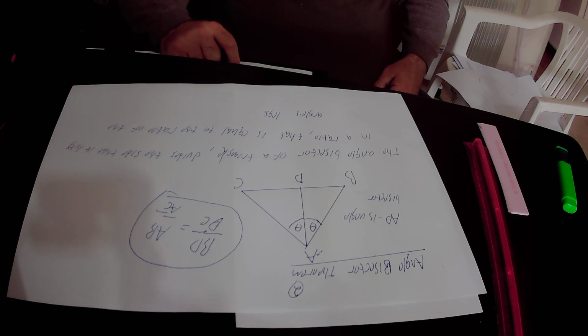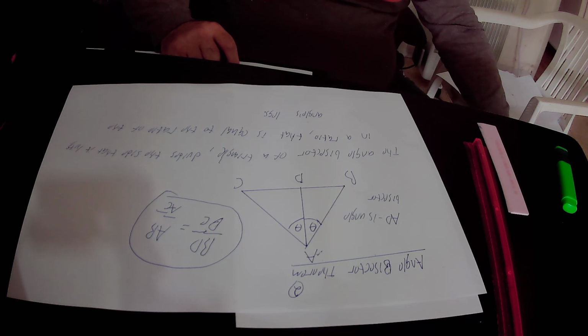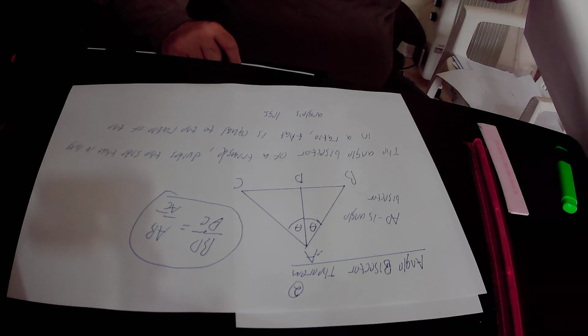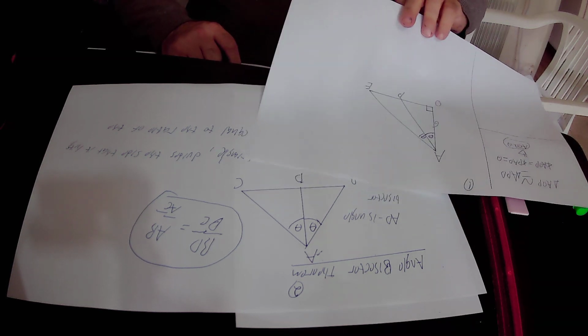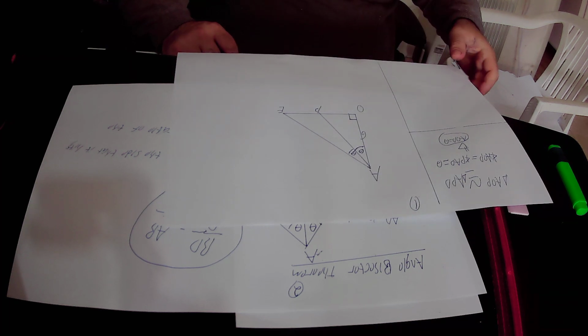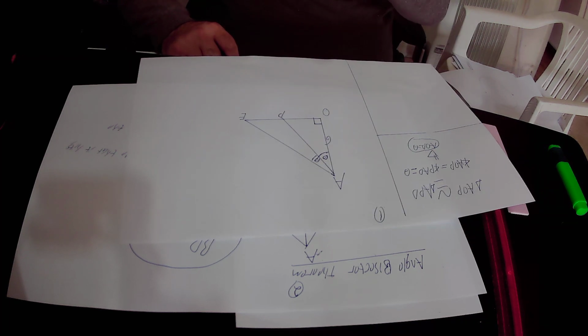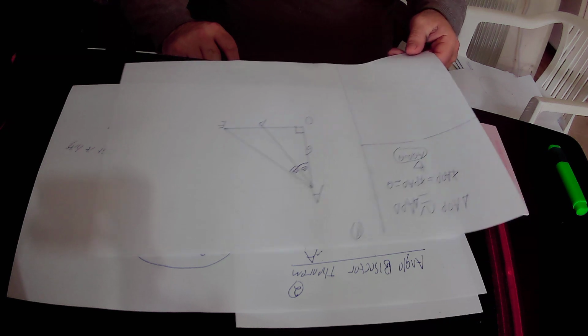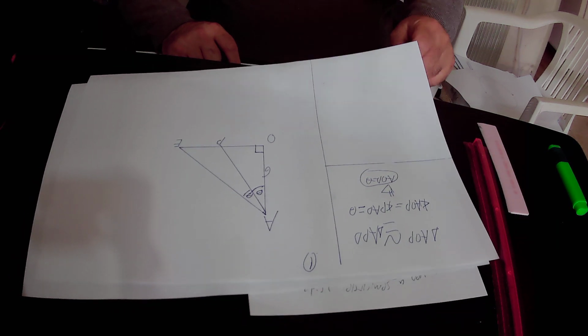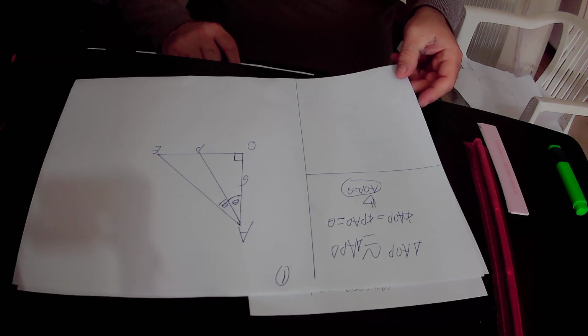So here we can implement the angle bisector theorem in triangle AOE according to the angle bisector theorem.